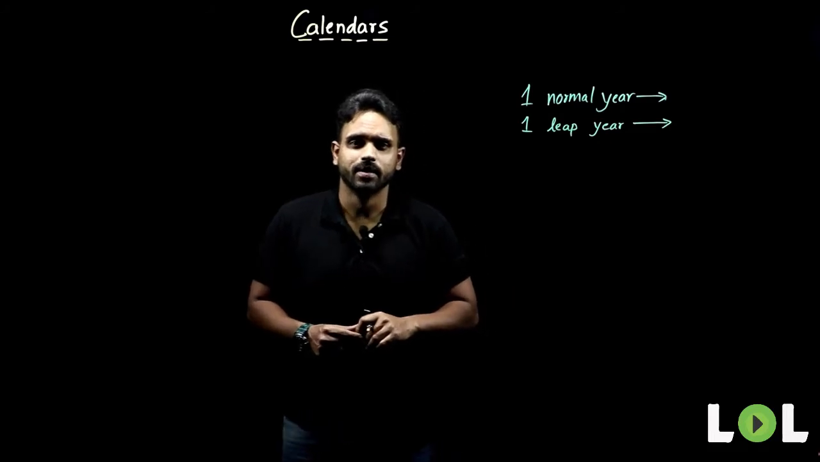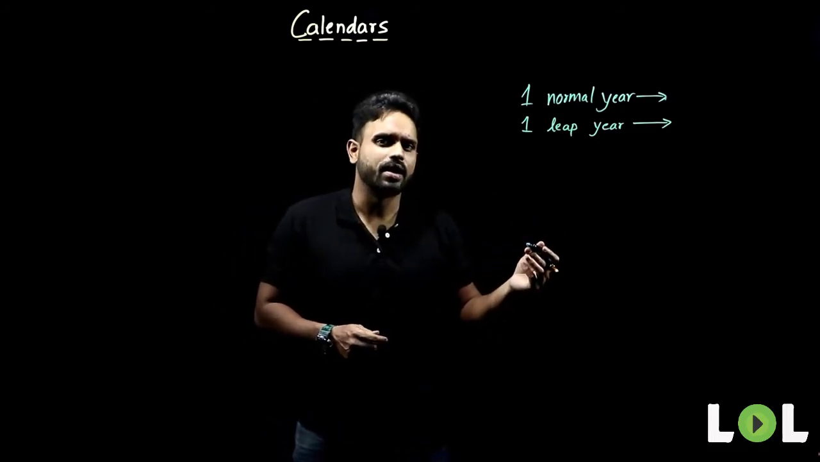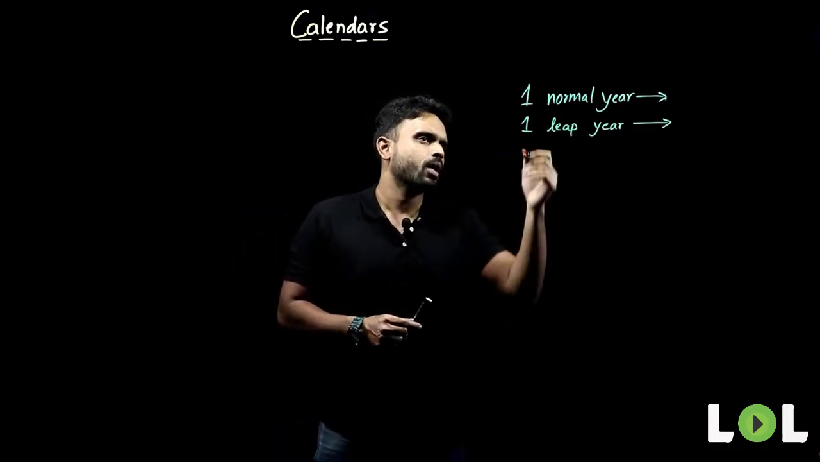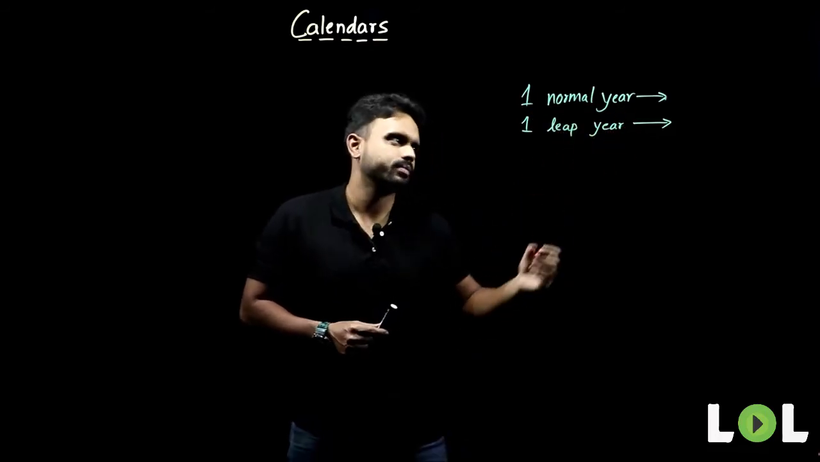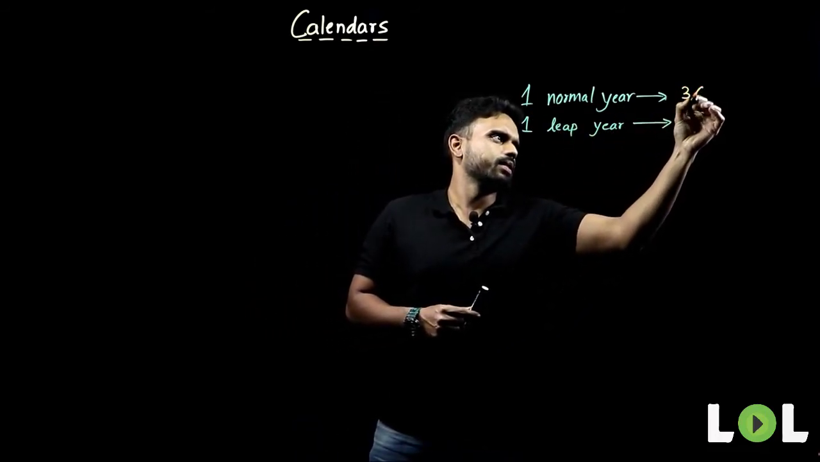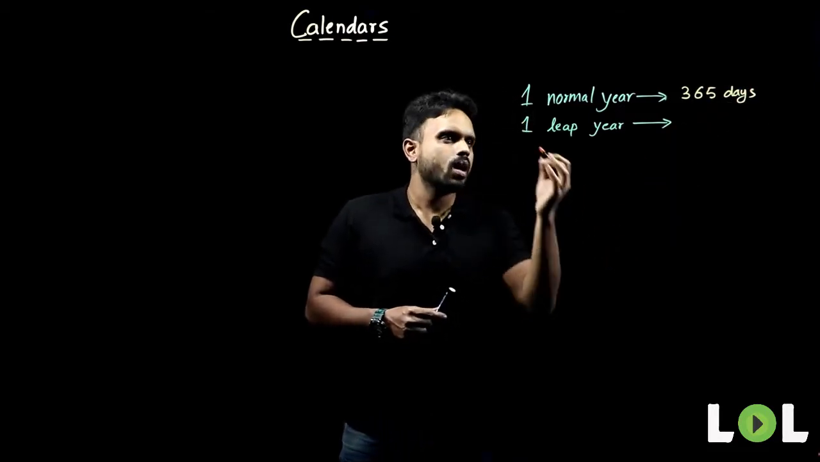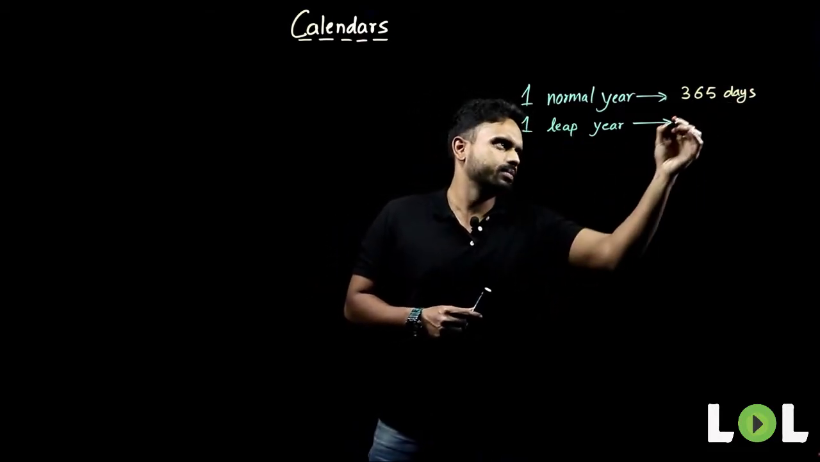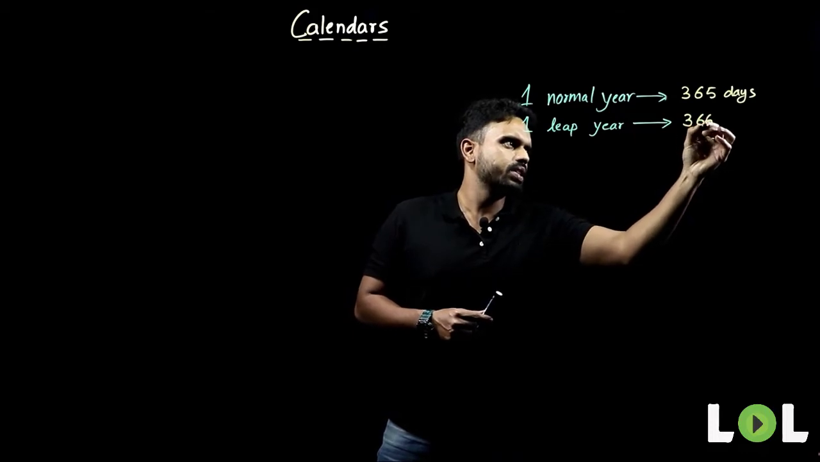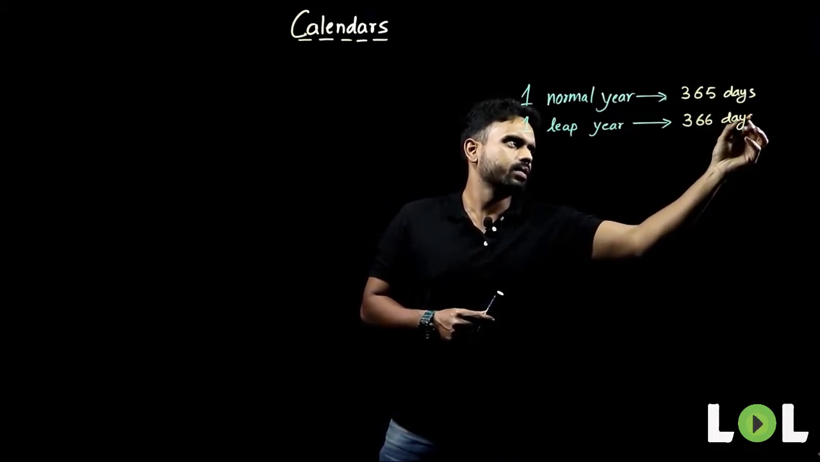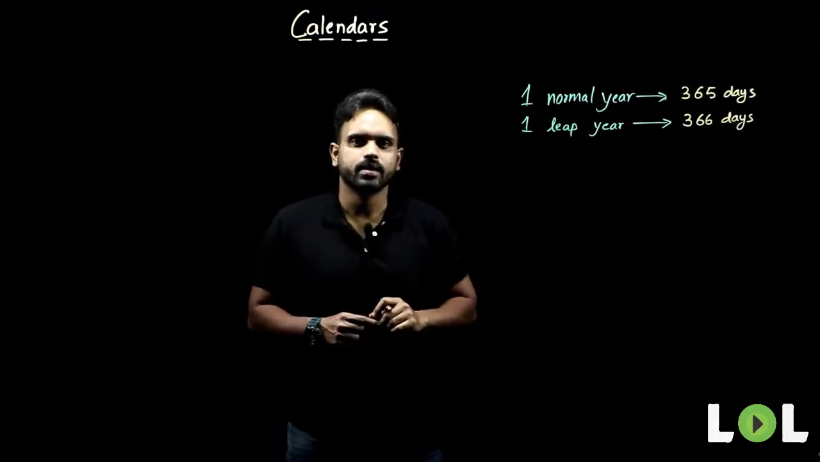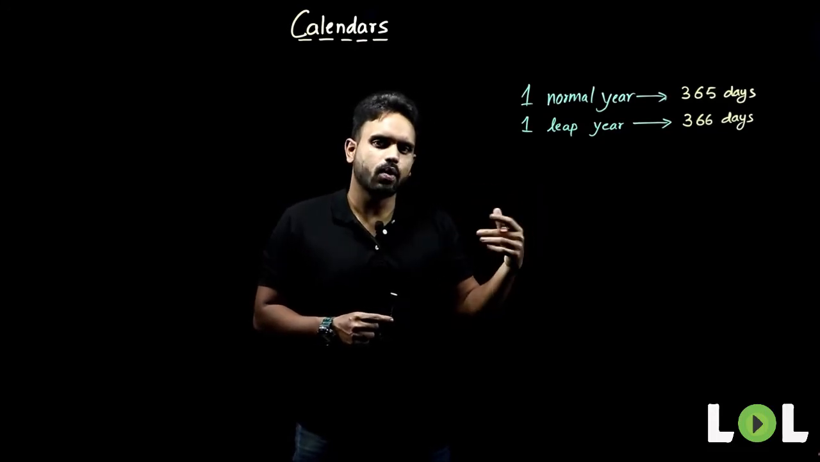Characteristics of calendars. Now, what are characteristics of calendars? If I ask you simply, how many days does a normal year have? A normal year has 365 days. One leap year has how many days? A leap year has 366 days. Yes.